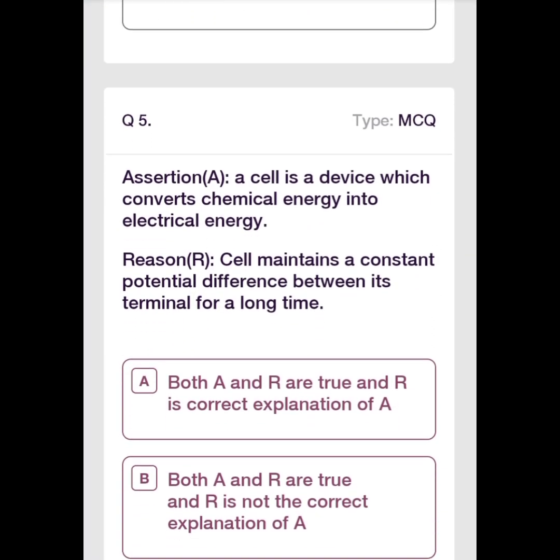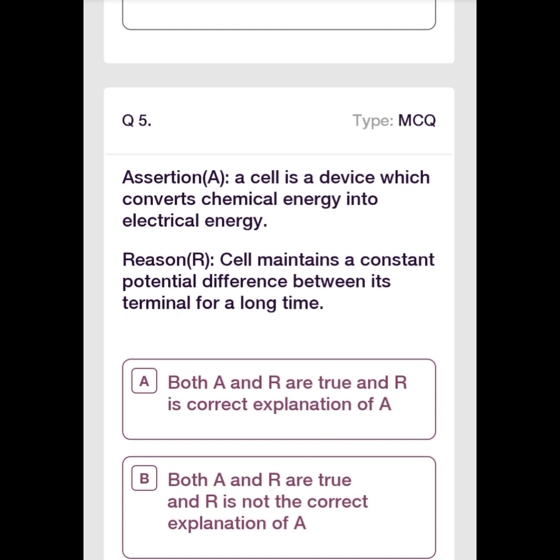Fifth question. Assertion: A cell is a device which converts chemical energy into electrical energy. Yes, it's correct. We know that the cell is made up of chemicals. So the reactions take place in it, and they will develop potential difference across the two ends. That's the reason it converts chemical energy to electrical energy.